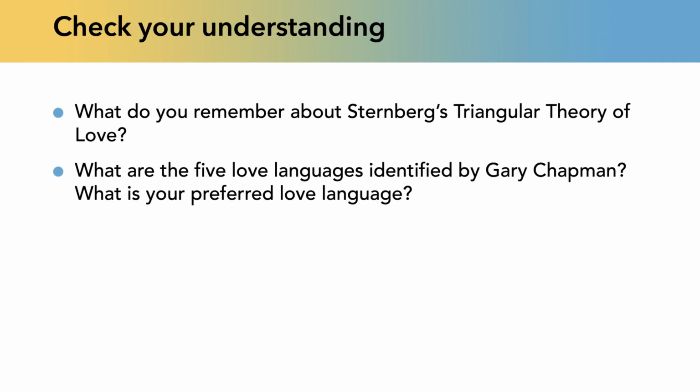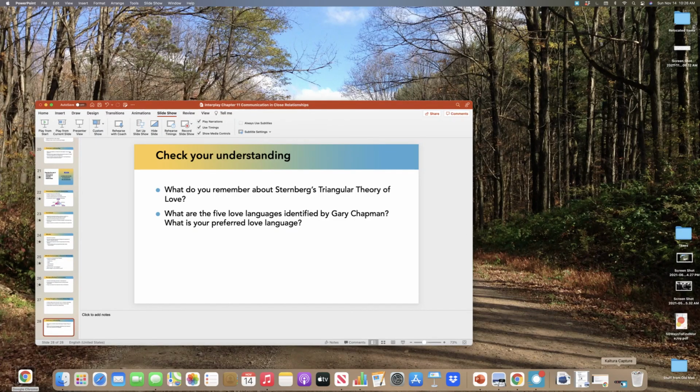Okay. So what do you remember about Sternberg's triangular theory of love? What does this mean to you? Does it help you understand certain things better? And then what are the 5 love languages that are identified by Gary Chapman, and what is your preferred love language? And I would go further, have you come into any difficulties because, and again, it doesn't have to be with a romantic partner, it could be with a family member, could be with a friend, have you noticed any difficulties because you speak a different love language than the other person does? All right, so this was chapter 11, Communicating in Close Relationships.